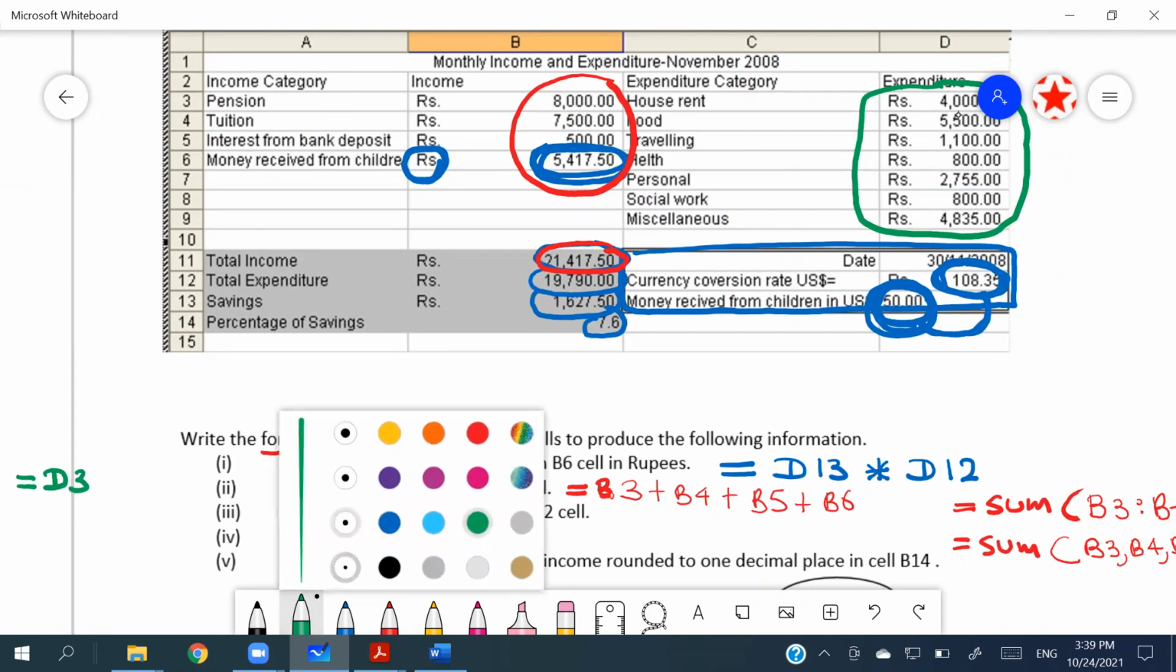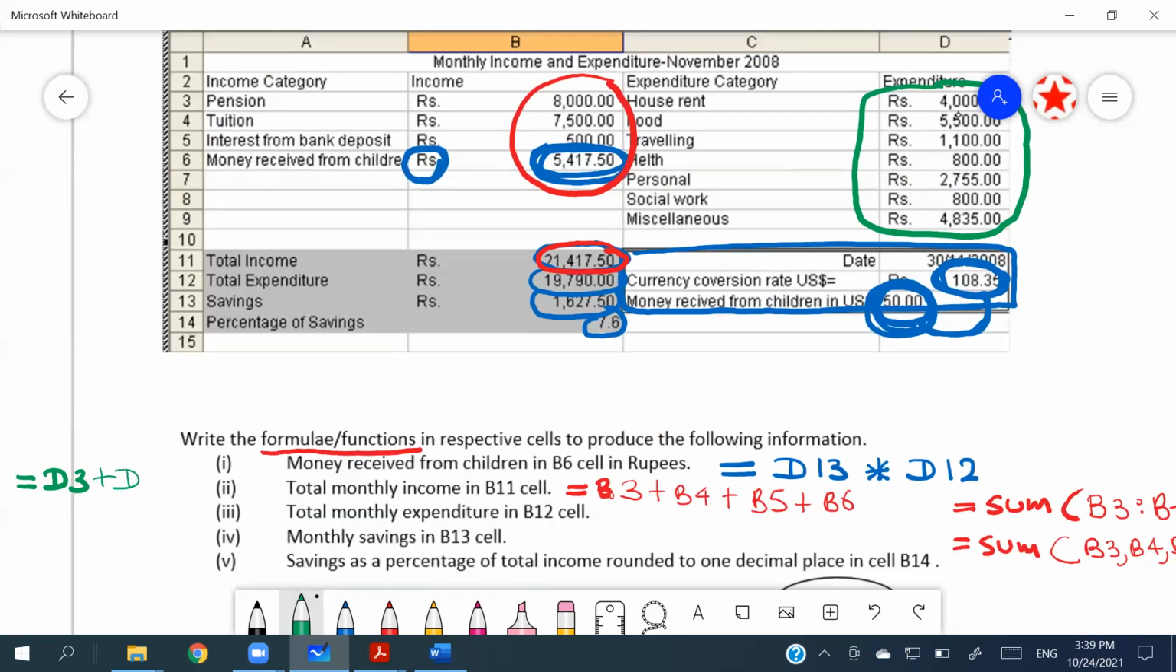D3 plus D4 plus D5 plus D6. And it has a very long way to go. So it's going until D9, right? So D6 plus D7 plus D8 plus D9. Or else very shortly, you can say equal sum D3 colon D9.